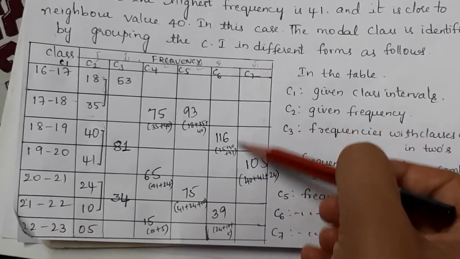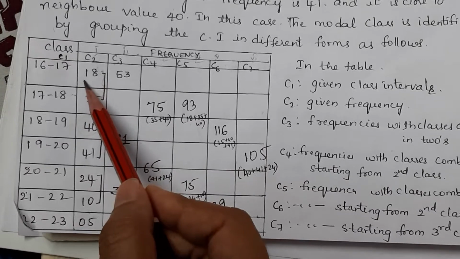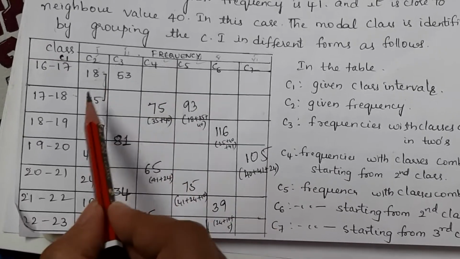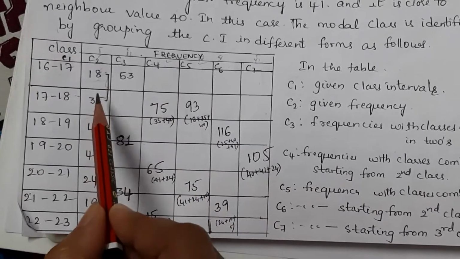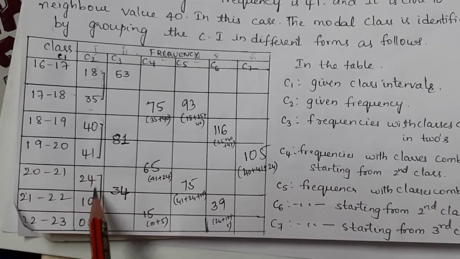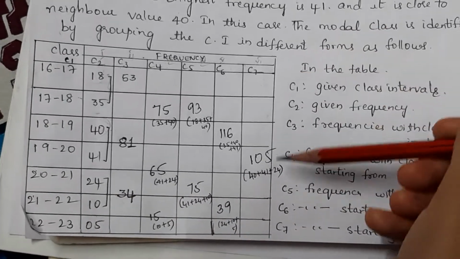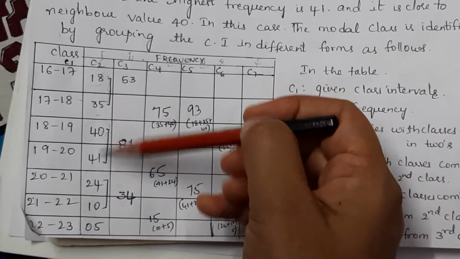Then the next column is obtained by adding again 3 values, but we will leave the first value. First value we will leave it. Then add 3 values. 35 plus 40 plus 41 is 116. Then 24 plus 10 plus 5 is 39. Then the last column is obtained by adding 3 values.